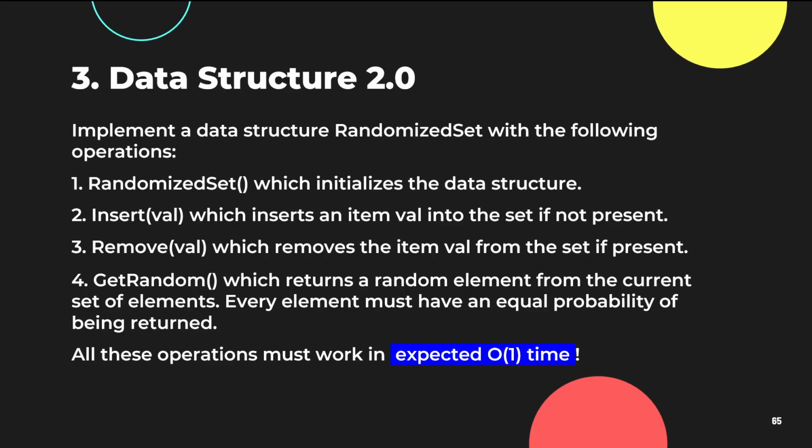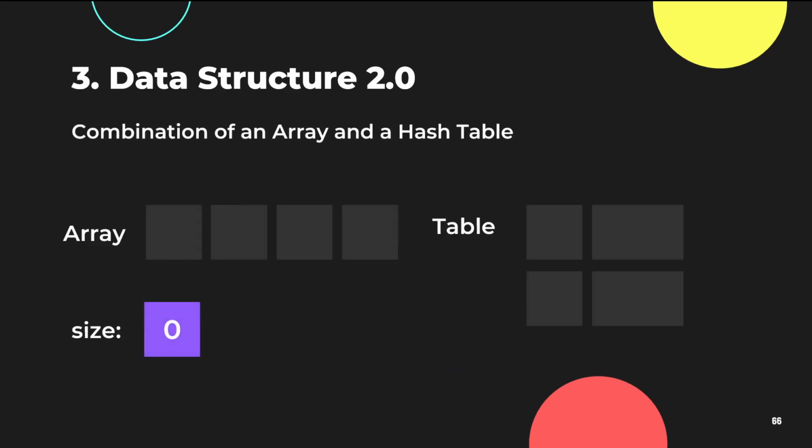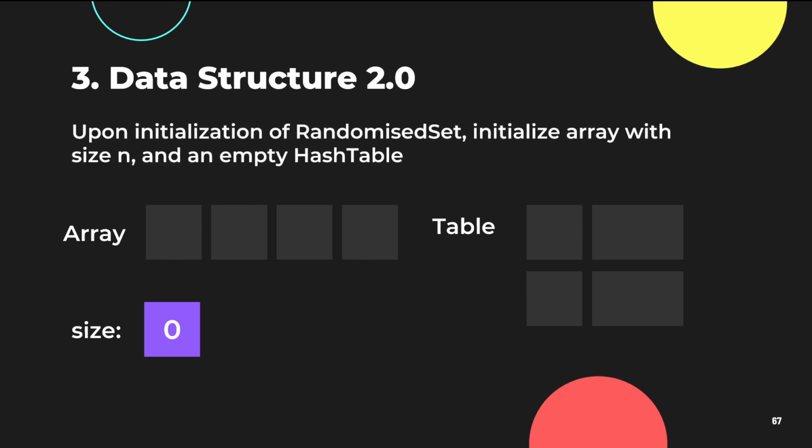What if I tell you that we can actually combine this with the array implementation? How does it work? Let's see. Suppose now, instead of using just a hash table or just an array, we keep both an array and a hash table. How do we do so?